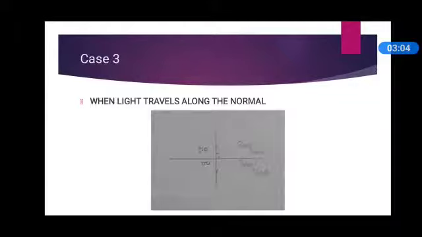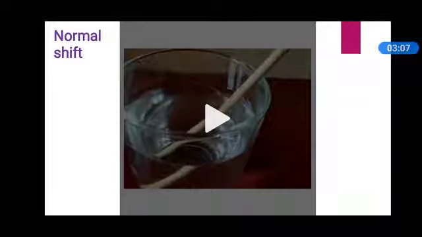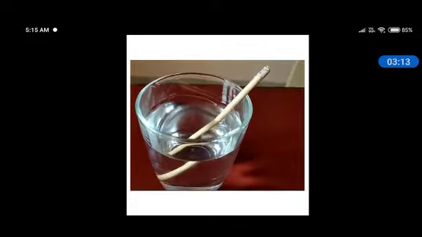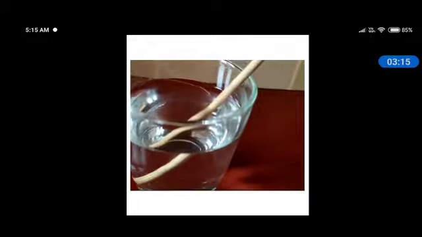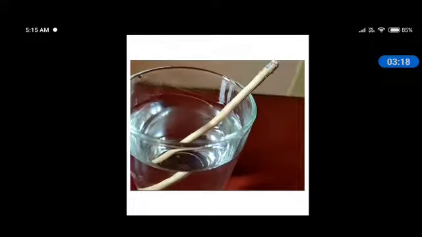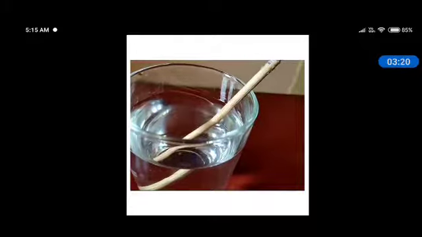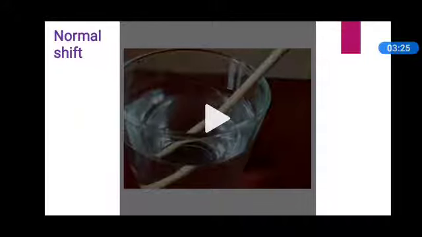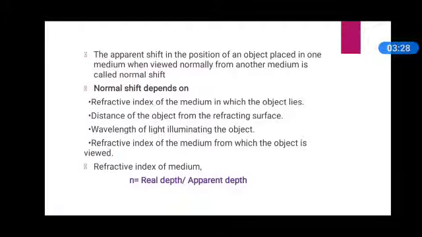Moving on to the next topic, that is normal shift. So here's the video demonstration about it. So let us look at its definition first. The apparent shift in the position of an object placed in one medium when viewed normally from another medium is called normal shift. So let us understand this through a diagram.